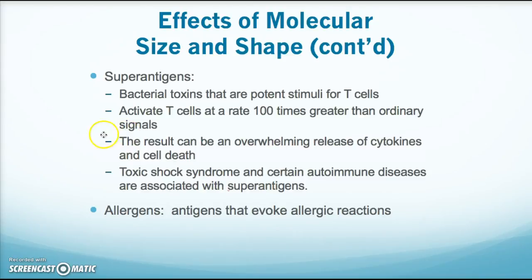This can cause a real problem because if we get too high of a reaction, we can have an overwhelming release of cytokines, and we can actually cause cell death by having too much of these cytokines being produced. This is what we would see with toxic shock syndrome and some autoimmune diseases, where these superantigens provoke too strong of a reaction.